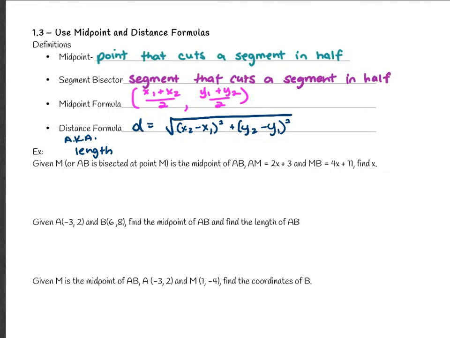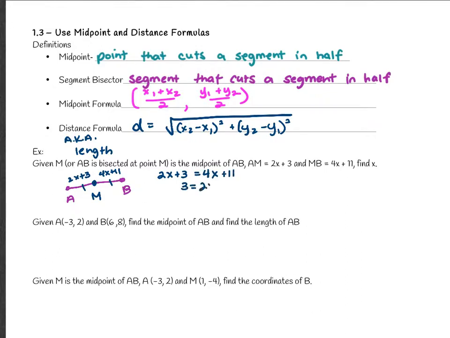All right, the example there says given M is the midpoint of AB or AB is bisected at point M. So you can see it either way. Either way, it means you've got a segment. M is the midpoint, which means it's cutting it into two congruent parts. If AM is 2x plus 3 and MB is 4x plus 11, what do I do with those two segments? Good. Set them equal to each other. 2x plus 3 equals 4x plus 11.